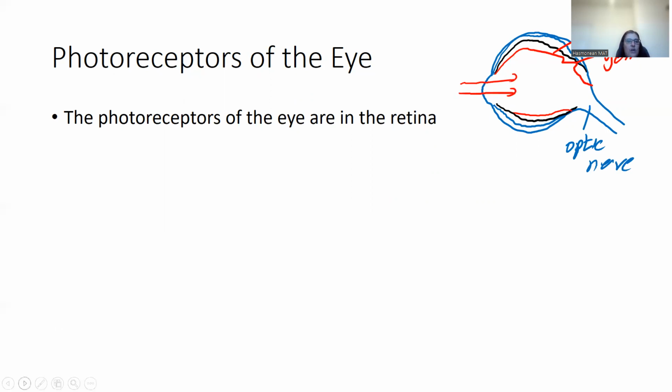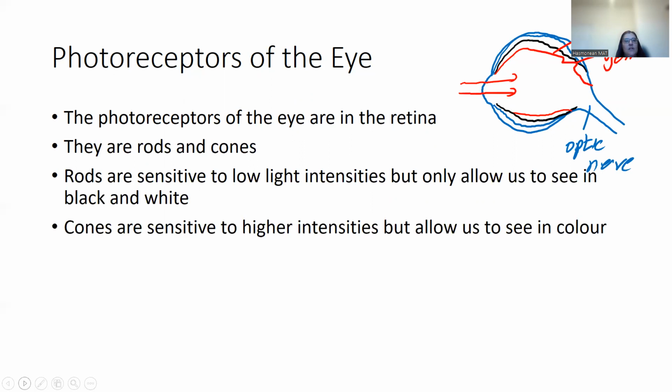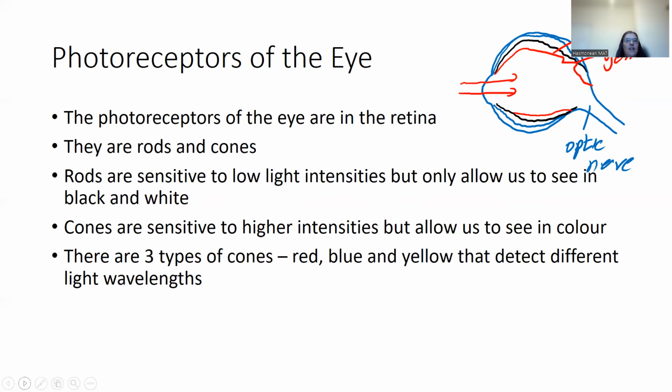And there are two types that we're going to look at, which are rods and cones. Rods are sensitive to low light intensities, but only allow us to see in black and white. Cones are sensitive to higher light intensities and allow us to see in color. And there are three types of cones, red, blue, and yellow, that detect different wavelengths of light. And it's the combination of them, it's called the trichromatic theory, that allows us to see different colors. Okay, so if you stimulate your blue and your yellow, you will see a different color than if you stimulate your red and your yellow at the same time.